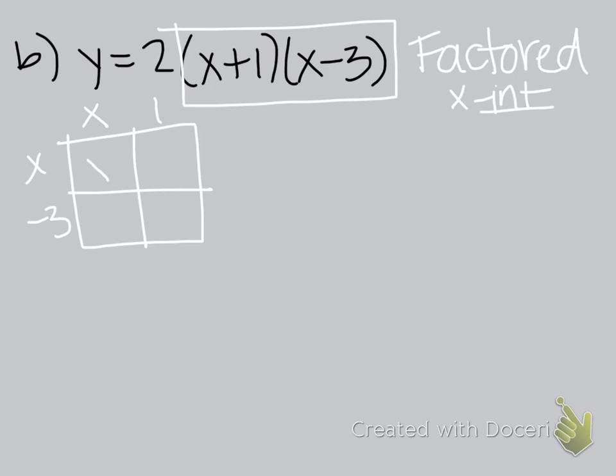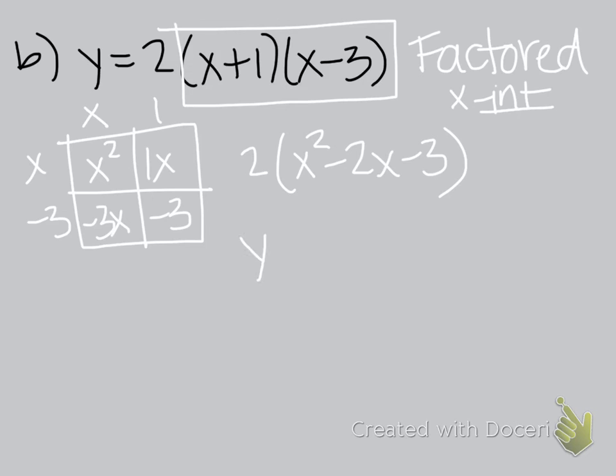And you're going to find the inside. So I have x squared, a 1x, a negative 3x, and a negative 3. So when I combine like terms, I get x squared minus 2x minus 3. And then I'll distribute the 2. So I get 2x squared minus 4x minus 6. And because I'm now in standard form, I know the y-intercept is going to be happening at negative 6.